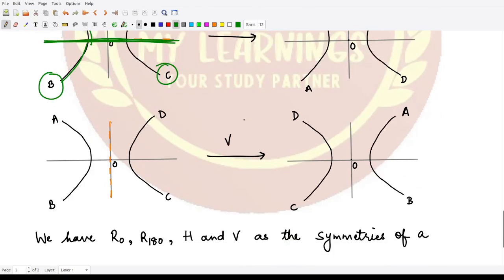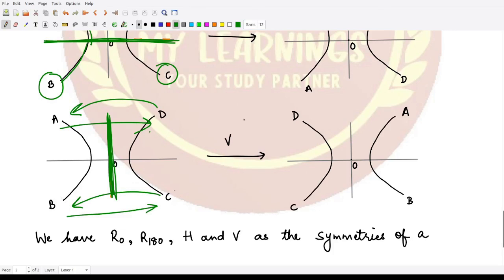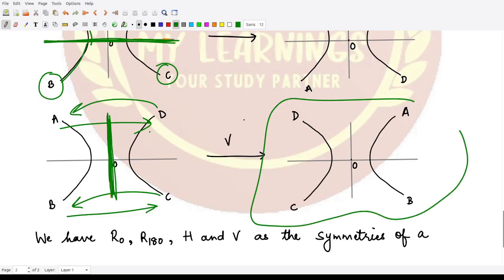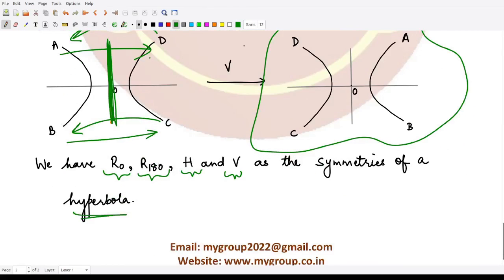For the vertical axis, what would happen? This arm would exchange positions with this arm, giving you back the same figure. So D would go to the position of A and A would go to the position of D. Similarly, B and C would exchange places. So we have the same hyperbola with just a few things exchanged. However, the shape would be the same. Hence, in this case, R0, R180, H and V form the symmetries of the given hyperbola.